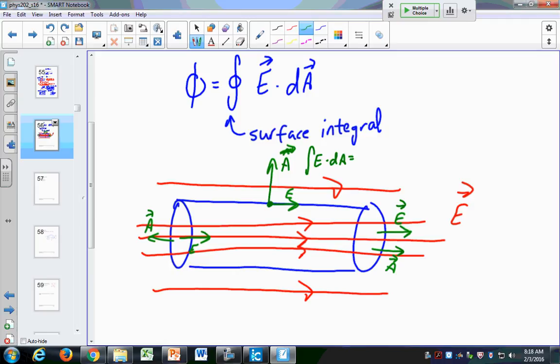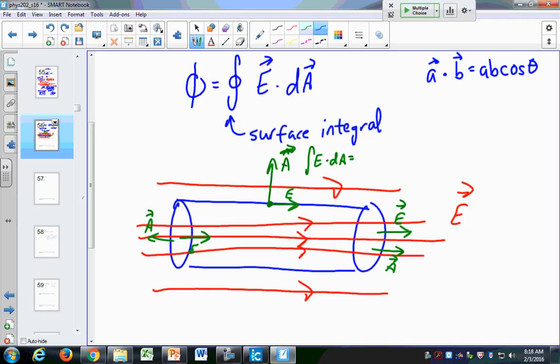Up here, what is going to be the integral of E dot dA? I have these two perpendicular vectors. What is the dot product of those two vectors? Now remember, just to remind you, I know this is new to some of you, our dot product, I take two vectors. The magnitude of that dot product is equal to AB cosine theta.